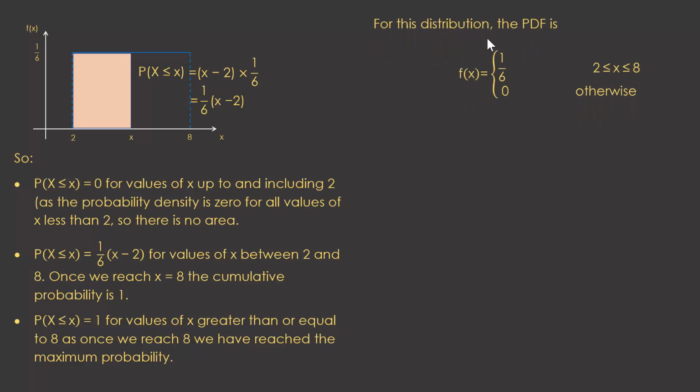For this distribution, the probability density function is 1/6 for values of x between 2 and 8, and 0 otherwise, which we can see on the diagram. The CDF is 0 for values of x below 2, 1/6 of (x minus 2) for values of x between 2 and 8, and 1 for any value of x greater than 8.